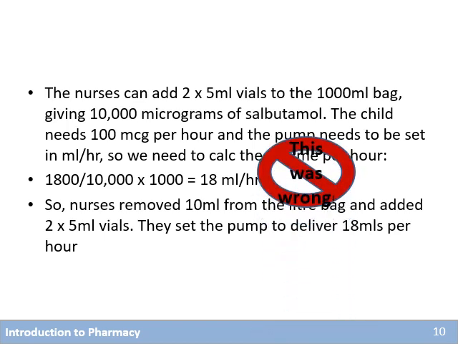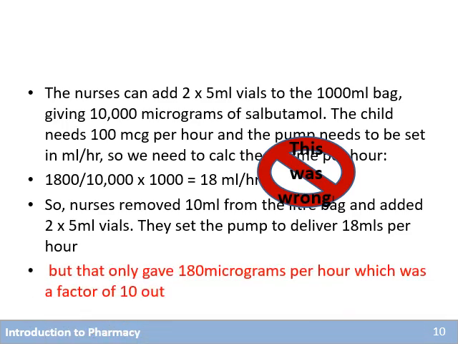Very, very sadly, the astute amongst you will have seen that that was wrong. What happened was they only gave 180 micrograms per hour rather than the 1800 micrograms which was needed. And that was 10 times the wrong dose. So you can see how important it is that the simple calculations are done correctly. And it's really, really sad, and really sadly the little girl died. That's the consequence of not being able to do your calculations and not fully understanding the importance of them.